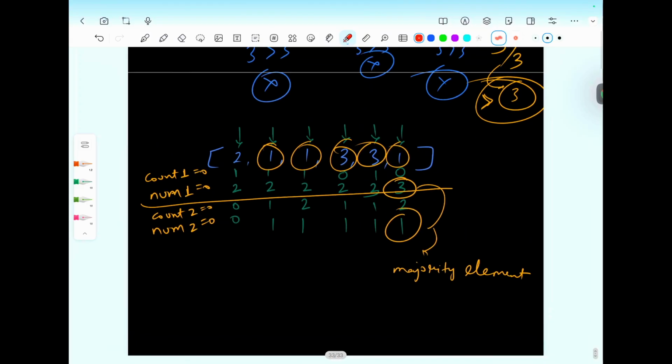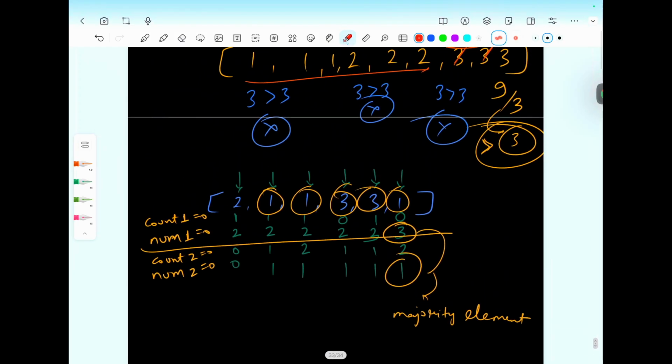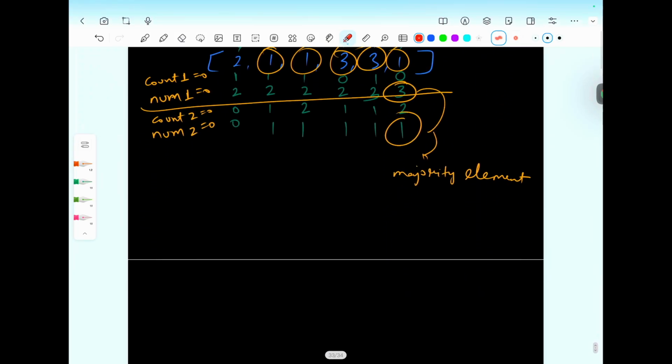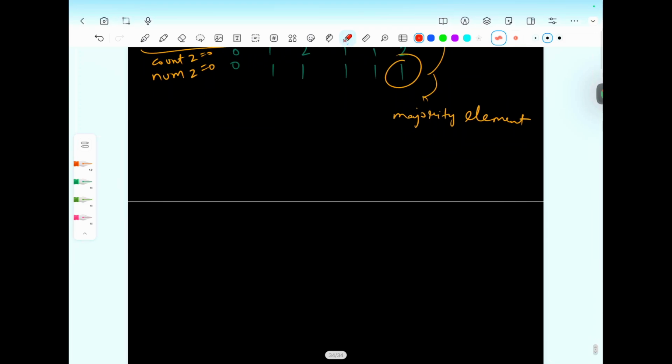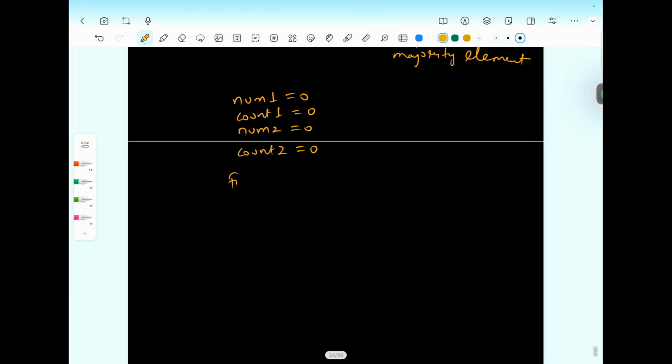So the logic is similar to Majority Element 1, but you have to handle count 1 and num 1, count 2 and num 2. So let's write the code so you will be able to understand it. We will declare num1, count1, num2 and count2. Then we will run our loop.